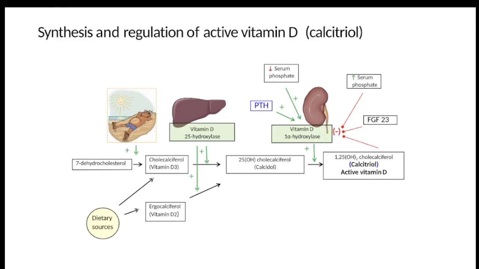After exposure to the sunlight, 7-dehydrocholesterol is converted into cholecalciferol, which is vitamin D3, and gets activated into diol form through liver, and finally converted by 1-alpha hydroxylase in the kidneys under the influence of the parathormone into 1,25 cholecalciferol, which is the calcitriol, and the active form of vitamin D.